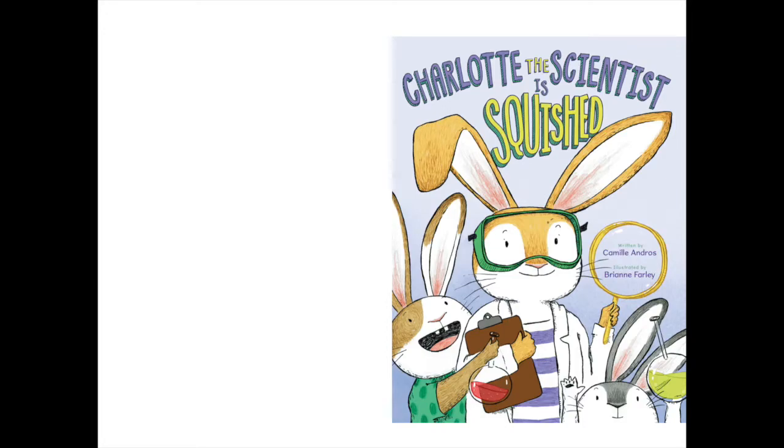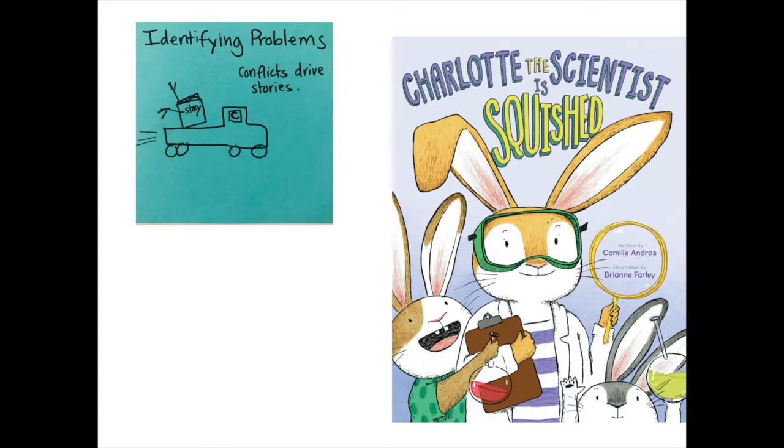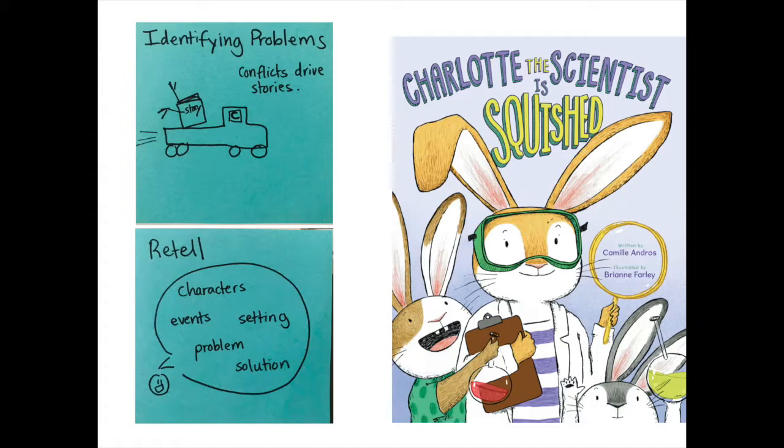Okay, readers, welcome back. So for today's read aloud, we are going to be working on identifying the problems in the story and using our ability to retell important parts of the story by looking at the characters, events in the story, the setting, the problem, and the solution to really help us understand whether or not the problem we thought was the main problem in the story really was the heart of the conflict in the story that we are reading today.